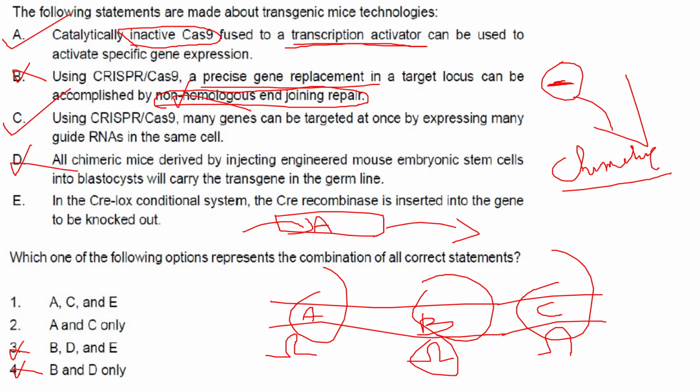So in this Cre-Lox system, the Cre recombinase will not be introduced into the gene to be knocked out. I told you in the previous slide that the Cre recombinase is produced by one mouse, whereas the gene to be knocked out, having the LoxP sites, is produced in another mouse. Only then will Cre recombinase delete this gene so that it is knocked out. So E is also not correct. That makes A and C the right answer. So 2 is the correct answer.